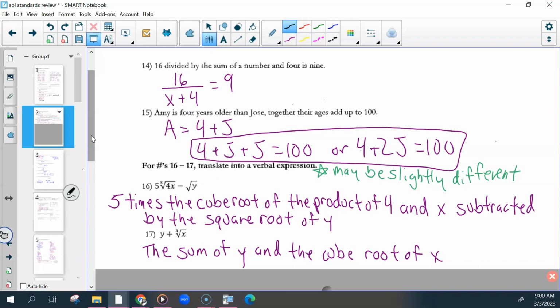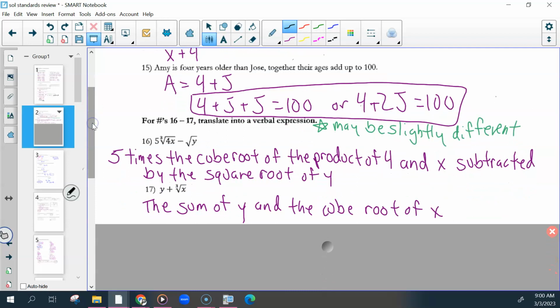Questions on either of those two before we talk about 16, 17? It says 4 plus 2j equals 100. Yeah. Oh, wait there. And then 16 and 17 were translate into verbal, so I think I put like the most words possible. If you could shorten it, that's fine.